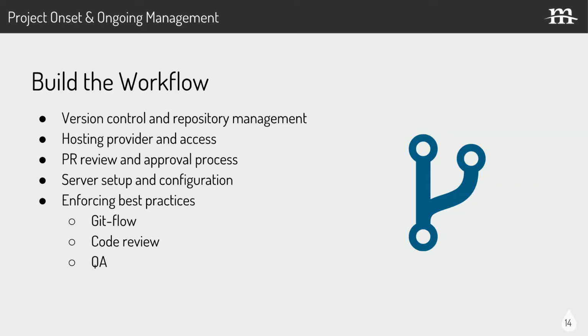So first things first, verify if Git is being used and on what system, and set it up if it's not. Find out who the hosting provider is and get access. Without that knowledge, you're dead in the water for deployments. Cover the pull request review and approval process, especially when dealing with third-party or client-side devs who may not be aware of this process or following best practices.